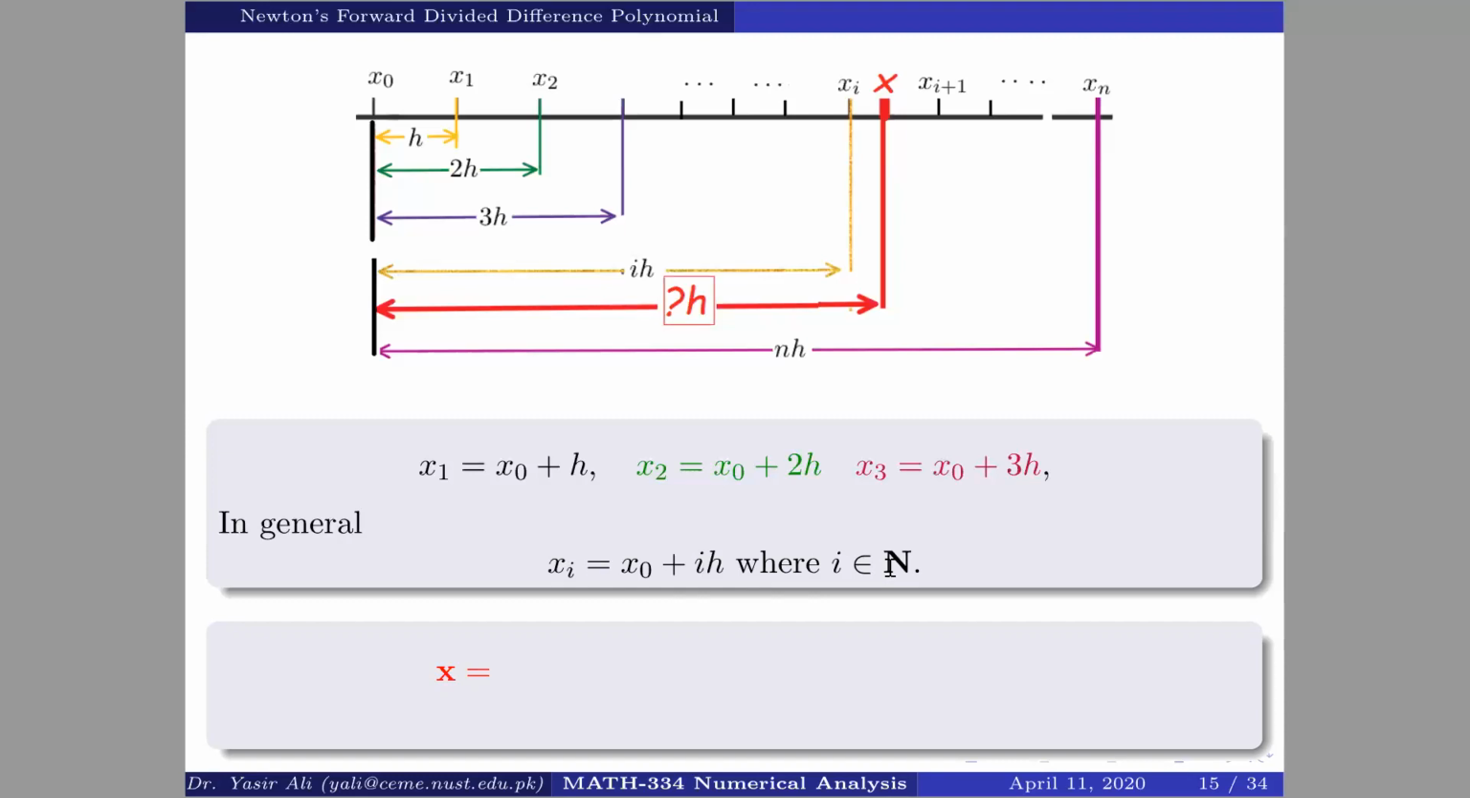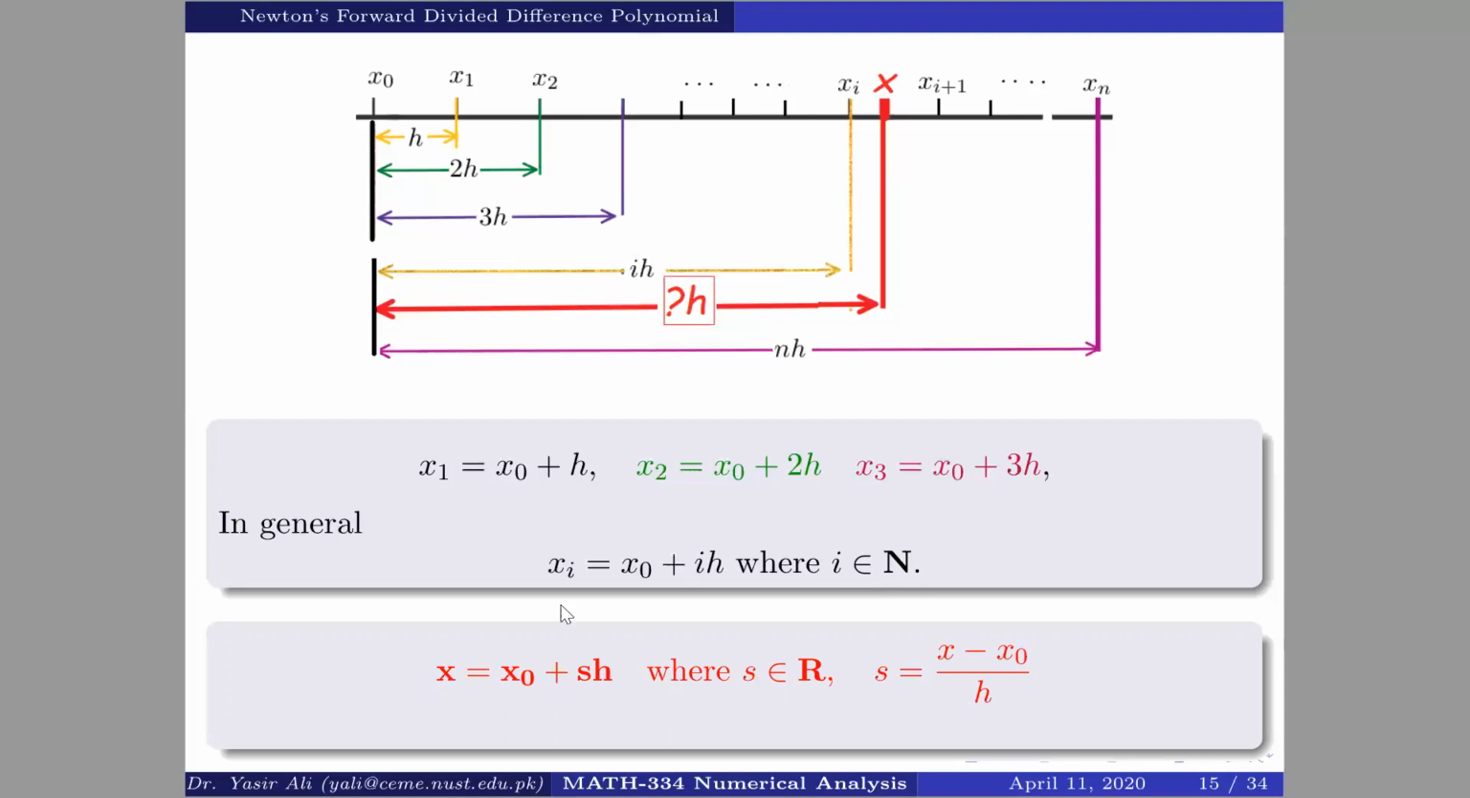But in case of interpolation, we want to find a value which is different from these data points, meaning which is in between any two values on the x-axis. So let's say it is x, then how can I write x? I can write x naught plus sh. Here s will not be an integer. If it is an integer, then it will be a data point. So it must not be an integer. And we can calculate s is equal to x minus x naught over h.